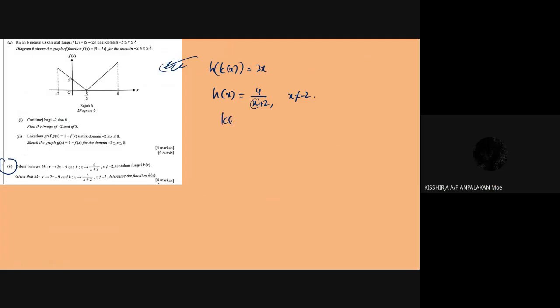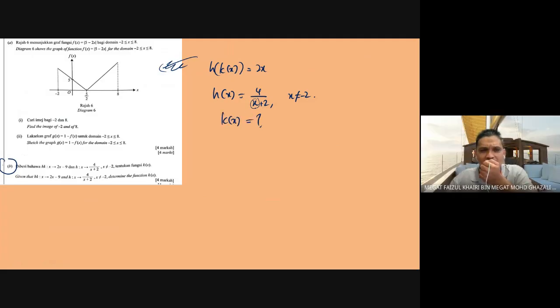Okay, but question B is also the same. h(x) equal to 2x, and then h(x) equal to 4 over x plus 2, where x cannot be negative 2. When x equal to negative 2, negative 2 plus 2 equal to 0, and 4 over 0 is undefined. Okay, now determine the function of k(x). The same, exactly the same question just like the first one.